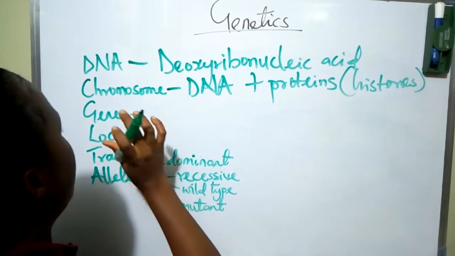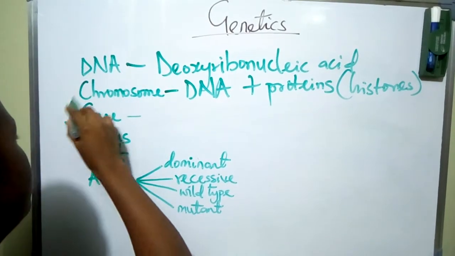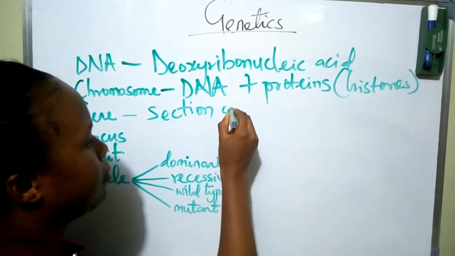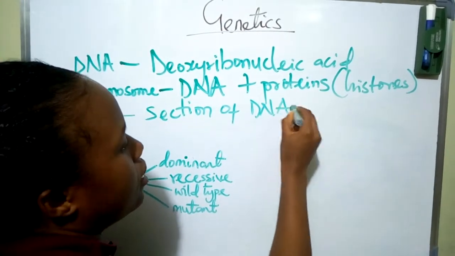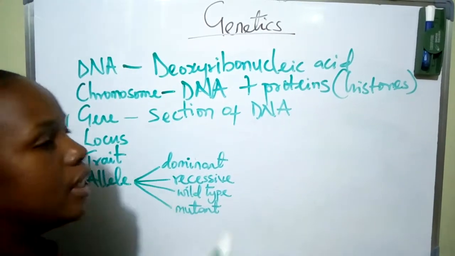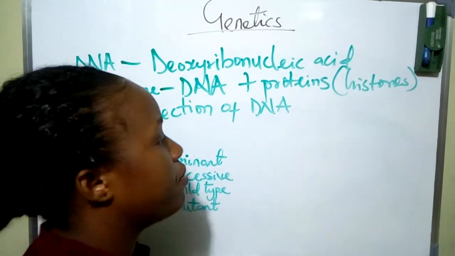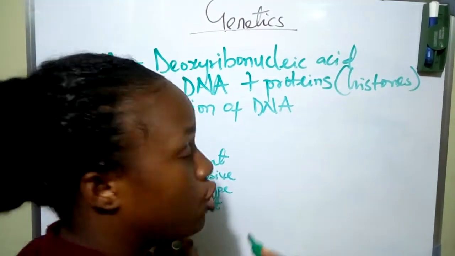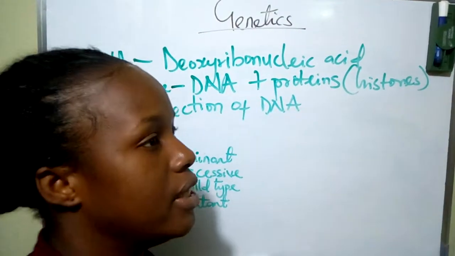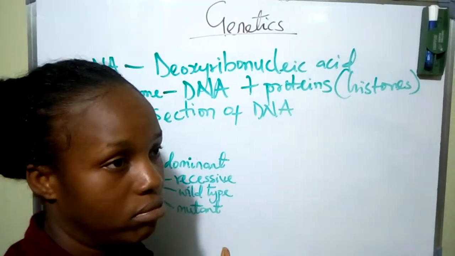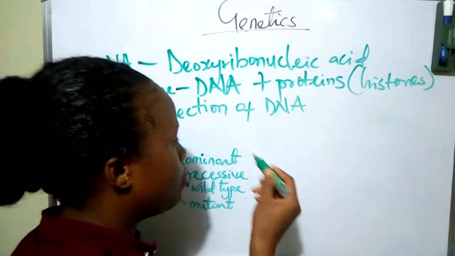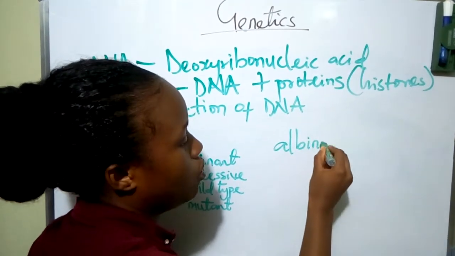So we go to the next term we have here, a gene. A gene is a section of DNA that encodes a particular protein. That is, the product of a gene is a protein, and whether that protein performs its function or not, a trait is expressed. That is to say, if for instance the gene for melanin is produced, it produces a protein, and that protein does not carry out its function, the trait of albinism is what will be expressed.